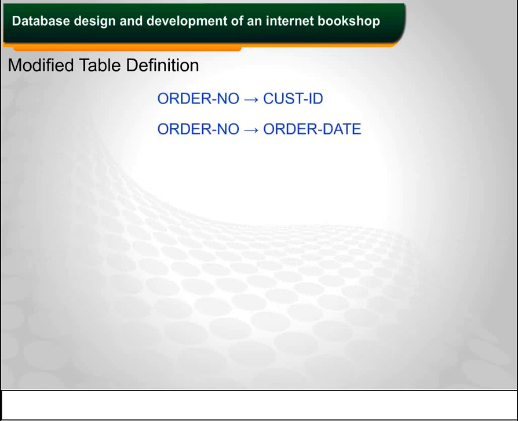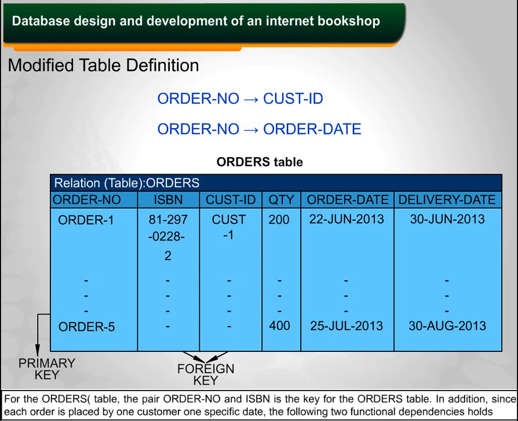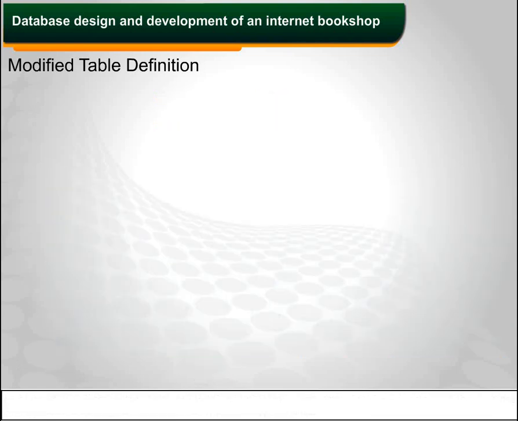Order number to cust ID, order number to order date. For the orders table, the pair order number and ISBN is the key for the orders table. In addition, since each order is placed by one customer on one specific date, the following two functional dependencies hold.